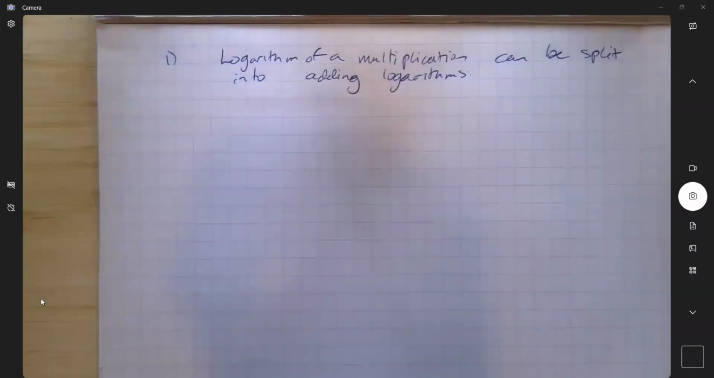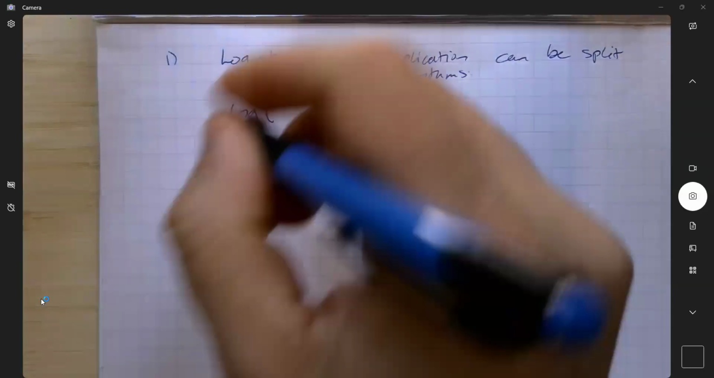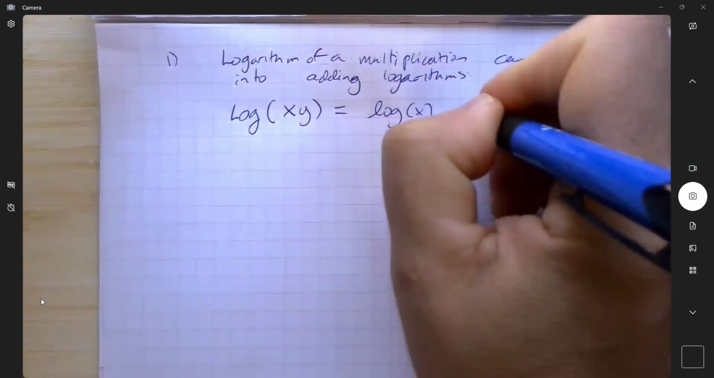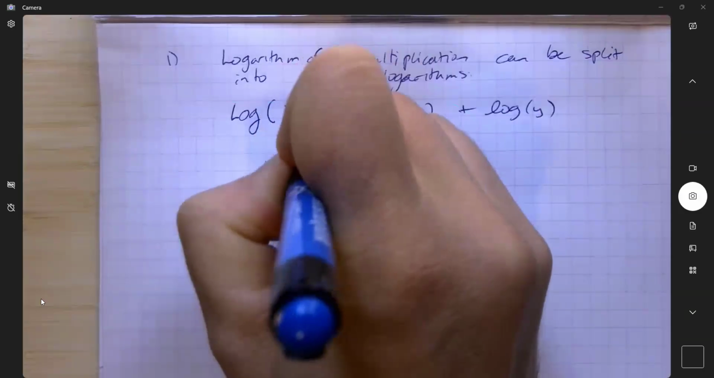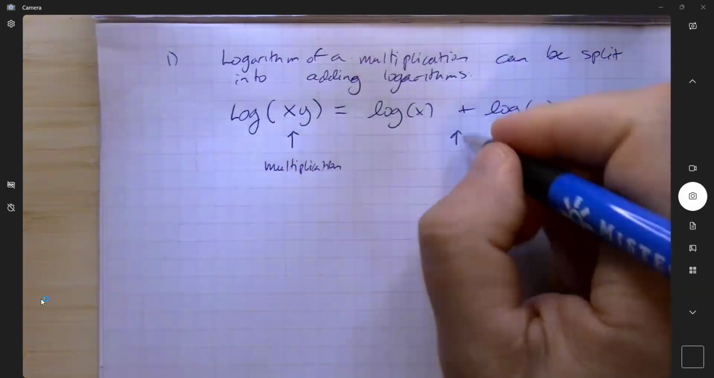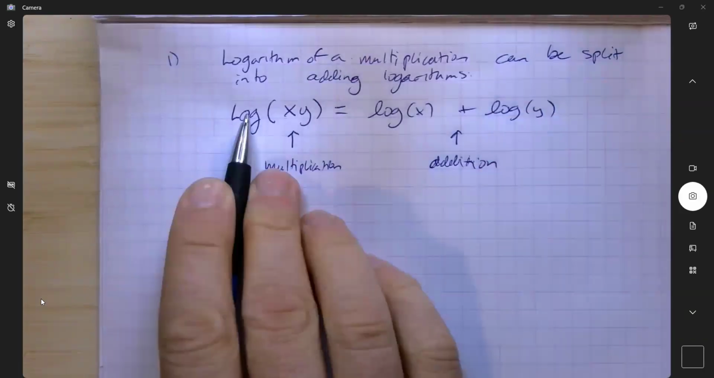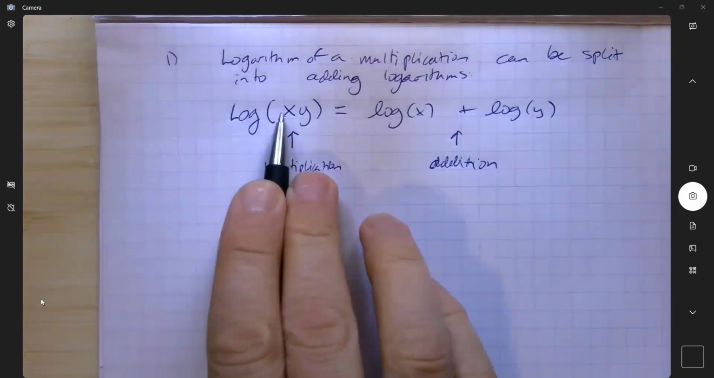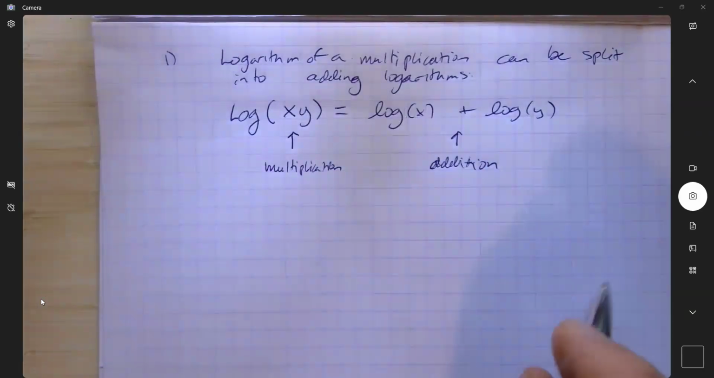So for example, the logarithm of x times y is the logarithm of x plus the logarithm of y. Here we have our multiplication, and logarithms undo multiplication and turn it into addition. Now you don't lose the log. The logarithm still continues, but instead of the logarithm of the quantity x times y, it becomes a logarithm of x plus the logarithm of y.